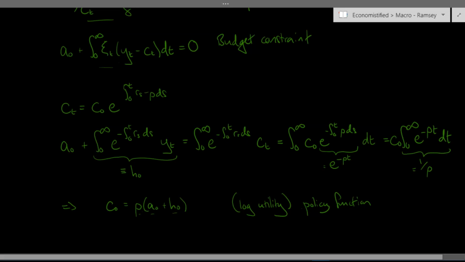With more general CRRA preferences, this rho, this marginal propensity to consume, is not going to be a constant. It's going to depend on r. And if r is varying over time, it's going to depend on all the future values of r. So that's why I wanted to look at the log utility case, because that's just far simpler. But you can certainly do the more general case.